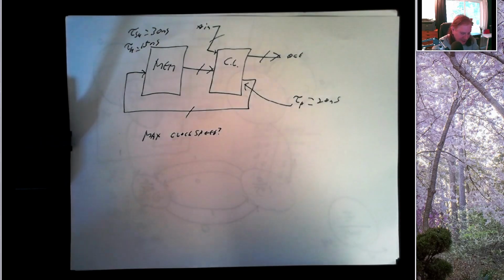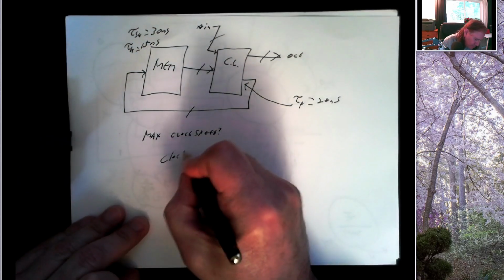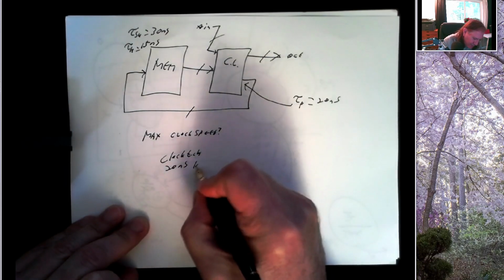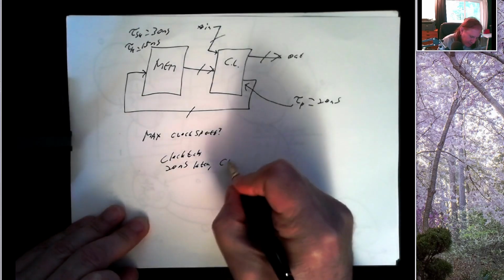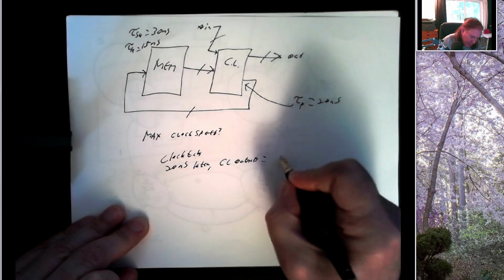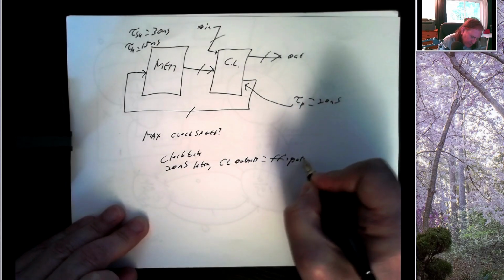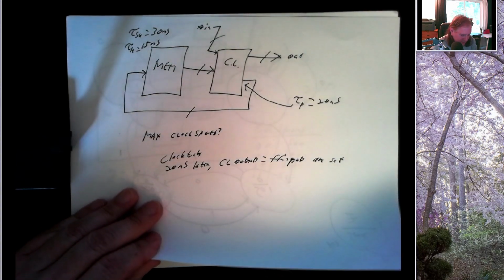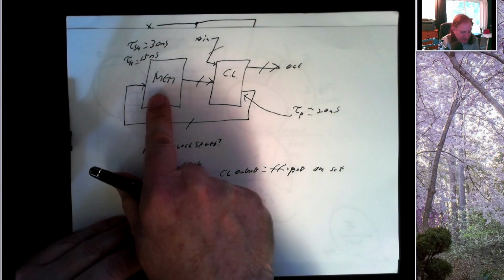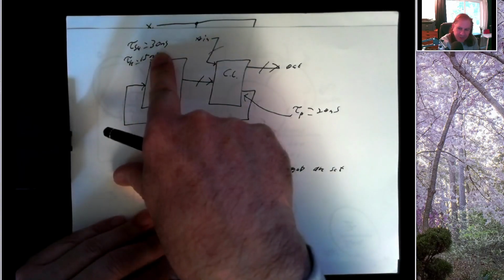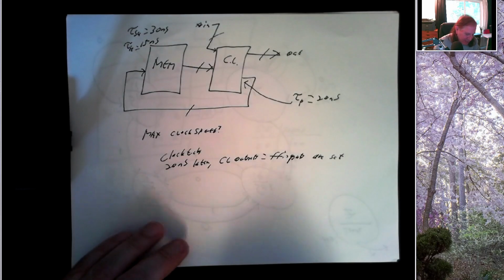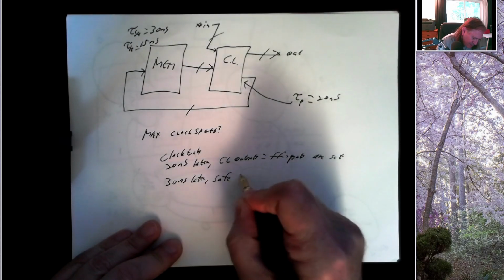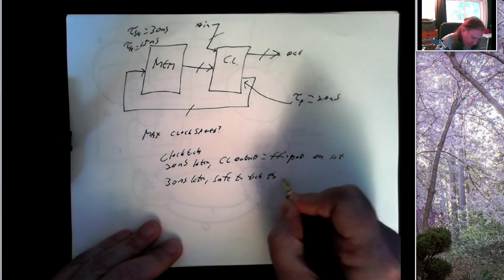All right, so clock ticks. 20 nanoseconds later, CL outputs, which are the same as the flip-flop inputs, are set. Right, worst case 20 nanoseconds. The setup time on our flip-flops says, once those inputs are stable, you still have to wait this long before you can tick the clock. So 30 nanoseconds later, safe to tick the clock.